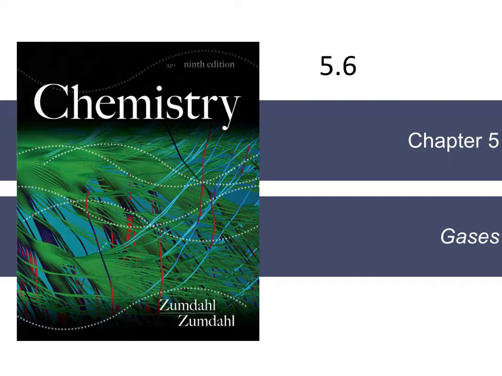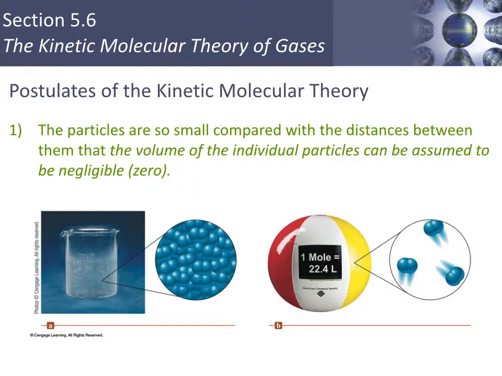The last part of Chapter 5 deals with the kinetic molecular theory. Essentially, we've been talking a lot about what happens when gases are mixed together, but not so much why. So, the kinetic molecular theory aims at explaining the behavior of gas, and there are four different postulates that you need to be aware of.